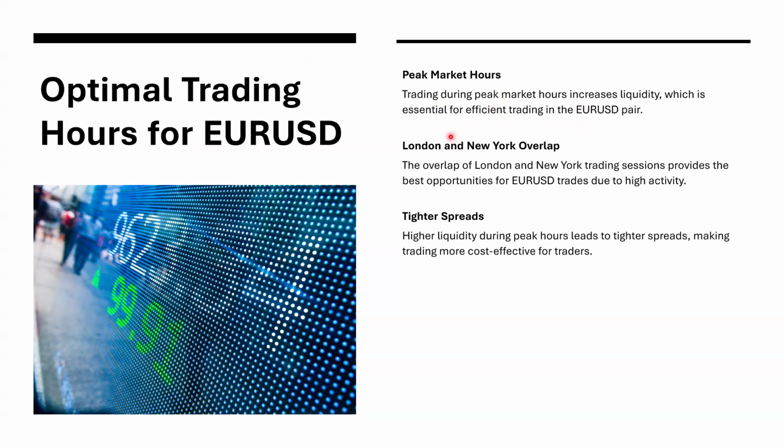And these days, there's a lot going on around the world. Anything can happen at any time. So, London and New York overlap. The overlap of the London and New York trading sessions provides the best opportunity for Euro USD trades due to high activity. This says it all. Then, tighter spreads. Higher liquidity during peak hours leads to tighter spreads, making trading more cost effective for traders. During this period, we have tight spreads.